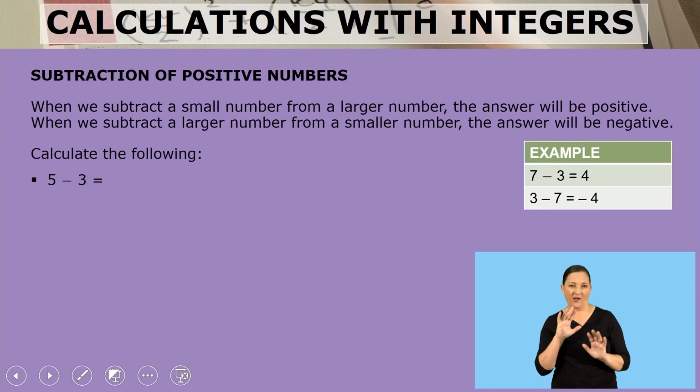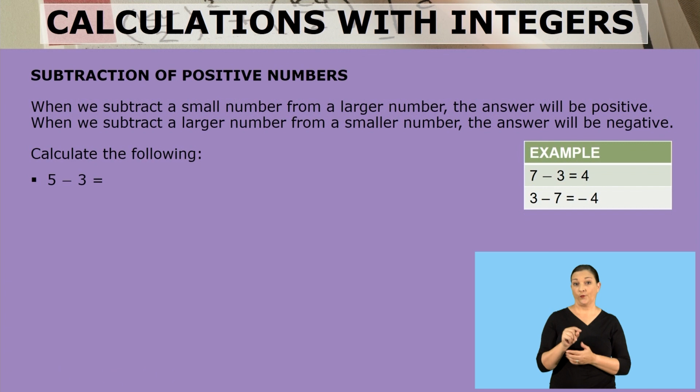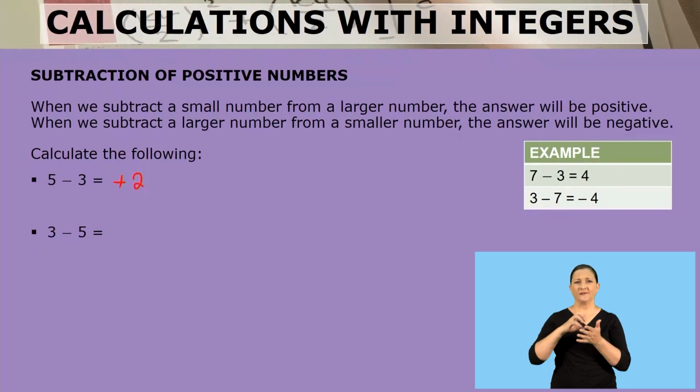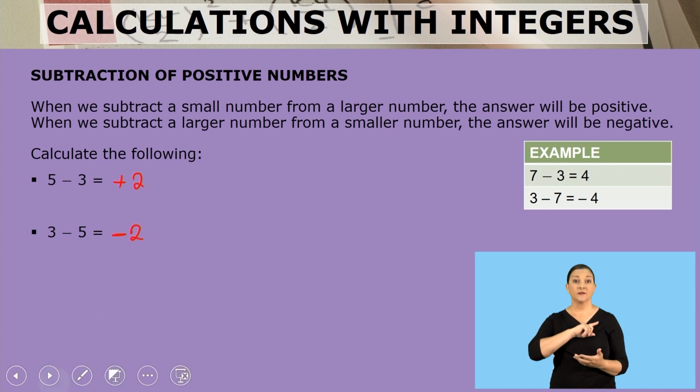Let's look at the following examples. I have 5 minus 3. The one that I am subtracting is smaller. So my answer is going to be positive, and that is going to be a positive 2. When I say 3 minus 5, the one that I'm subtracting is larger. So my answer is going to be negative, and that answer is going to be a negative 2.